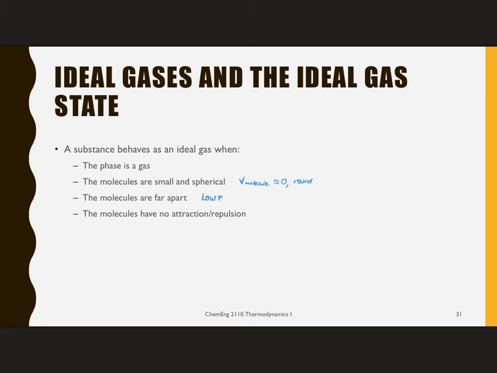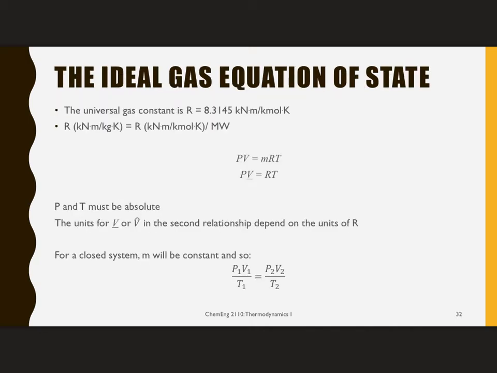And then finally, that the molecules have no attraction or repulsion. So polar chemicals are going to have a harder time becoming ideal gas-like than others. Now again, nothing is truly an ideal gas, but they can be ideal gas-like. And if it is an ideal gas, then we have the ideal gas equation of state. And we've used this before, probably not in exactly this form.